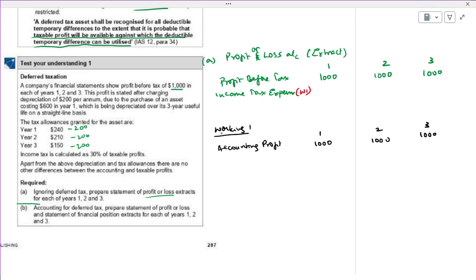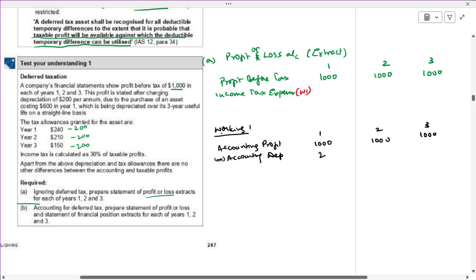What you have to do? We have to add back depreciation, accounting depreciation. Accounting depreciation is how much? Accounting depreciation is 200, 200, 200.